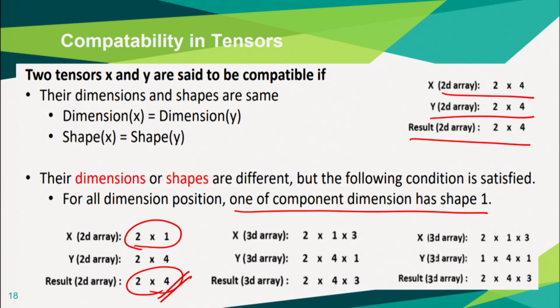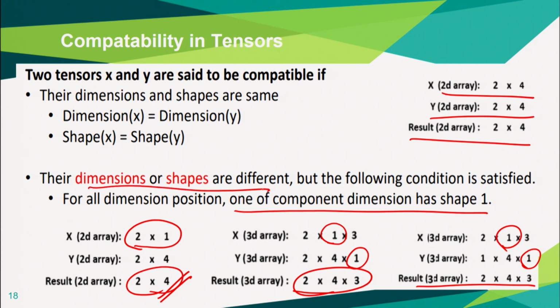Similarly, in the case of a 3-dimensional array, one of the elements is 1-dimensional. So, because of this the resultant tensor is 2 by 4 by 3. Similarly, consider the third example, which consists of one component of single shape. So, because of this the resultant is 2 by 4 by 3. Hence we conclude that compatibility of the tensors is possible even if the dimensions and shapes are different, but there should be one component of shape 1.